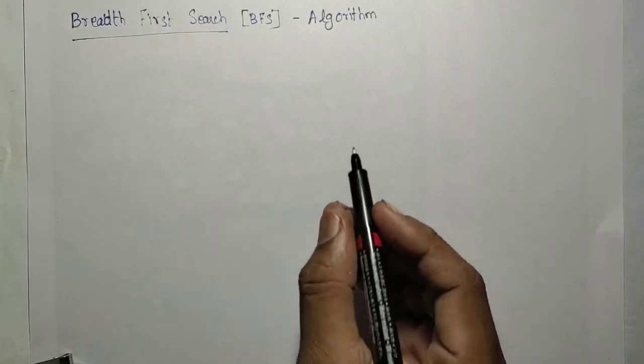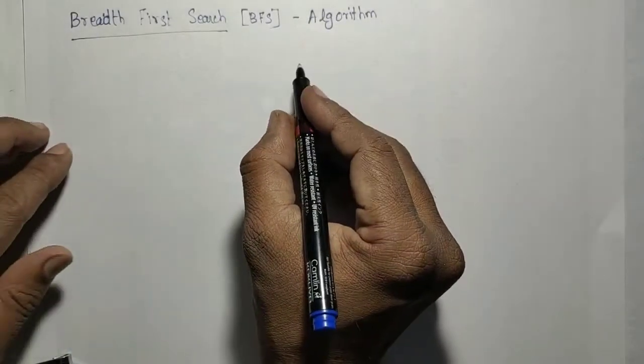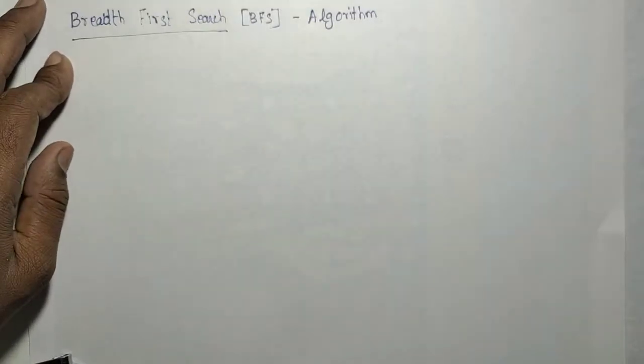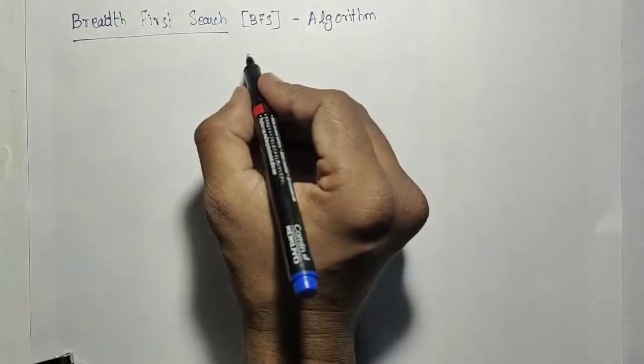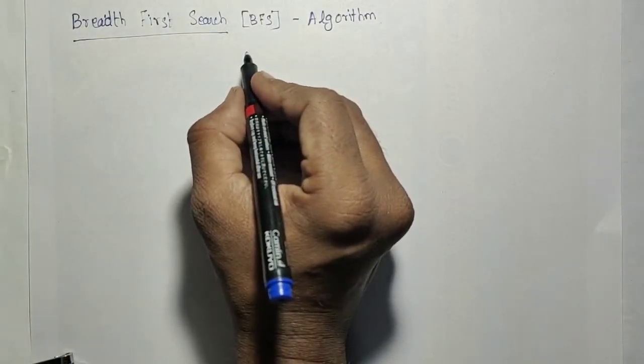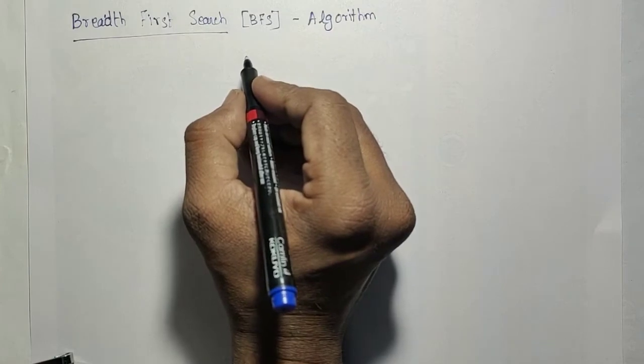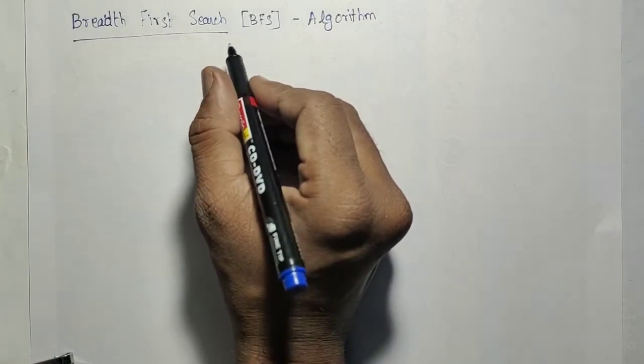We'll start discussing the algorithm for the breadth first search. Here for these algorithms, we are going to represent the graph in the adjacency list. Okay, adjacency list.